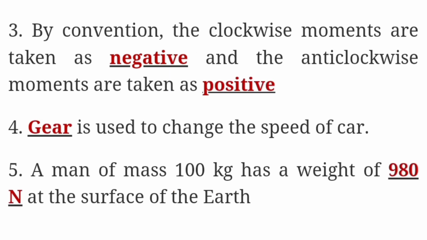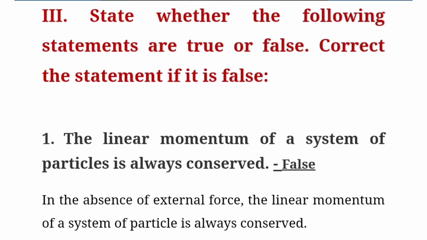Third one, by convention, the clockwise moments are taken as negative and the anti-clockwise moments are taken as positive. Fourth one, dash is used to change the speed of car, gear. Fifth one, a man of mass 100 kg has a weight of 980 N at the surface of the earth. Third Roman letter, state whether the following statements are true or false. Correct the statement if it is false.